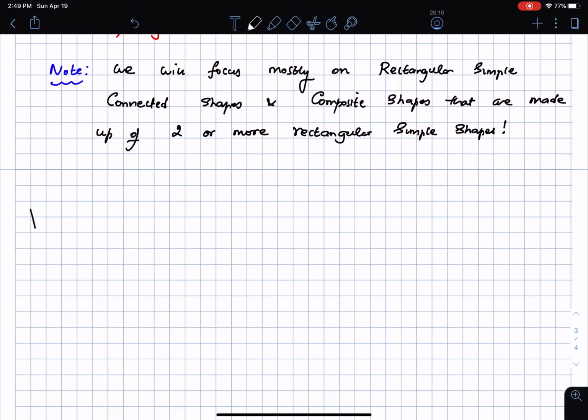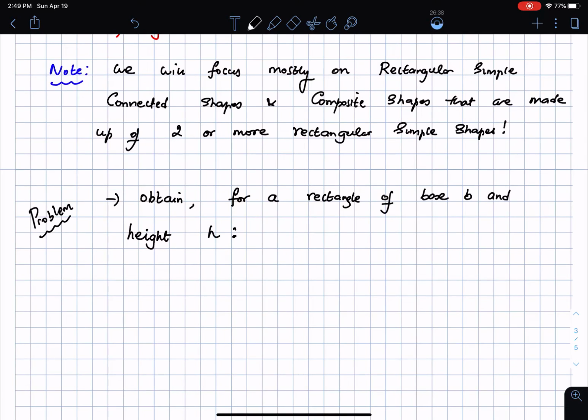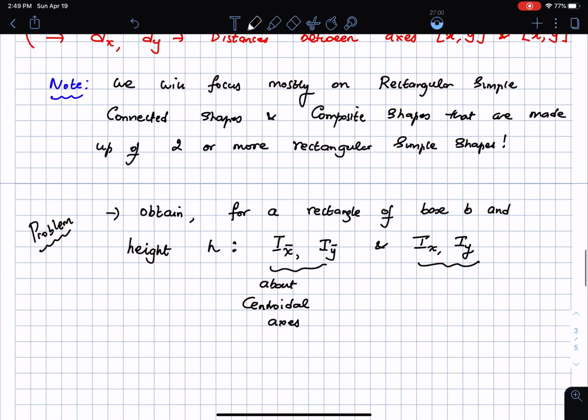Problem: obtain, for a rectangle of base b and height h, the moment of inertia Ix bar, Iy bar, and Ix, Iy. This is moment of inertia about the centroidal axis, and this is moment of inertia about a set of axes parallel to the centroidal axis.